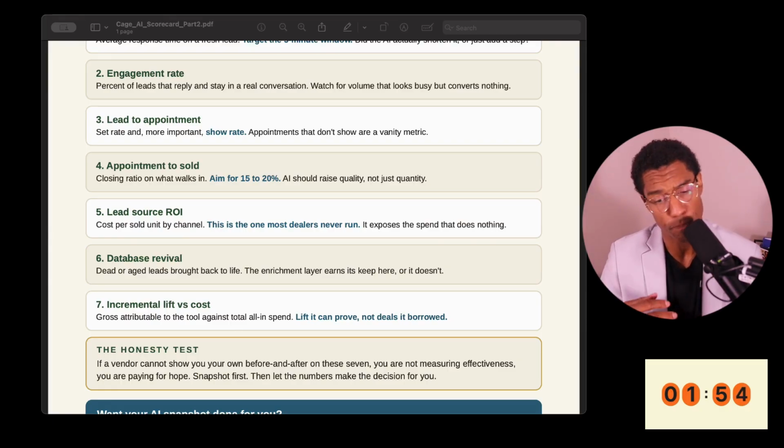So this isn't about really challenging the AI companies or saying that they're all bad. No, this is just for leaders and for all of us in the industry to have honest questions and honest things to actually look at, so that we're all pretty much on the same page. So it says here, the honesty test: if a vendor cannot show you your own before and after numbers, then they might not be measuring the effectiveness. And if they're not, share that with them and let's start measuring those things.